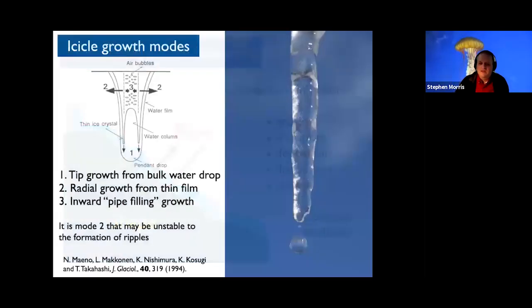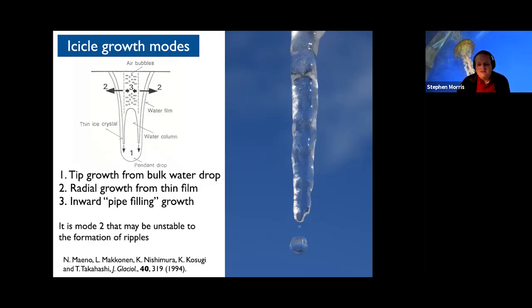There's actually 3 distinct ways in which icicles grow. There's the obvious one: the tip gets longer, and that's called mode 1 by these glaciologists who've studied this. In mode 1, there's a pendant drop hanging from the bottom of the icicle, and that supplies a kind of bulk amount of water. And as that drop cools, it forms ice on the ends of the icicle and makes it grow longer.